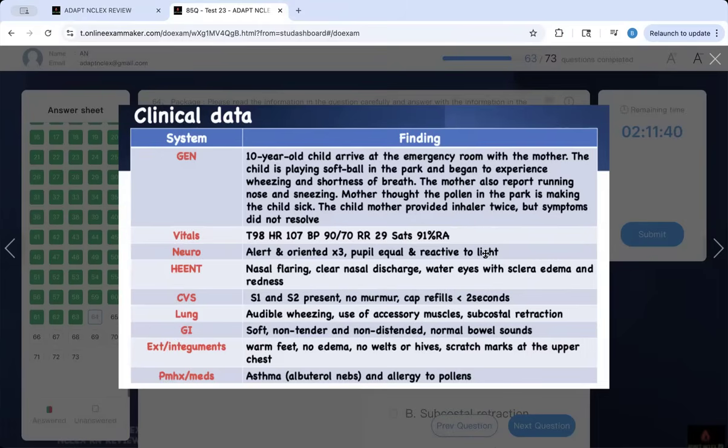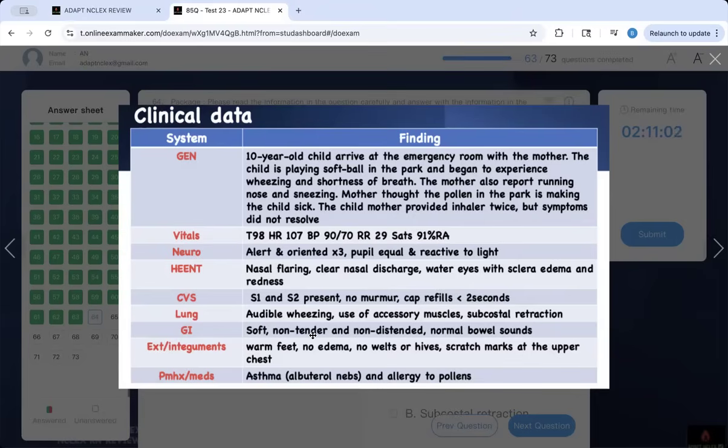Those are the vitals. Neuro: oriented, pupils equal, everything is normal. There's nasal flaring. You don't like it. Nasal discharge, probably has a runny nose. His eyes are watery with scleral edema. And then S1, S2 is present. There's no murmur. His capillary refill is less than 2 seconds. That means what? He's well hydrated. There's audible wheezing. He has asthma. He's using accessory muscles. I don't like it. Subcostal retraction. I don't like it. Soft, non-tender, non-distended abdomen. Normal bowel sounds.